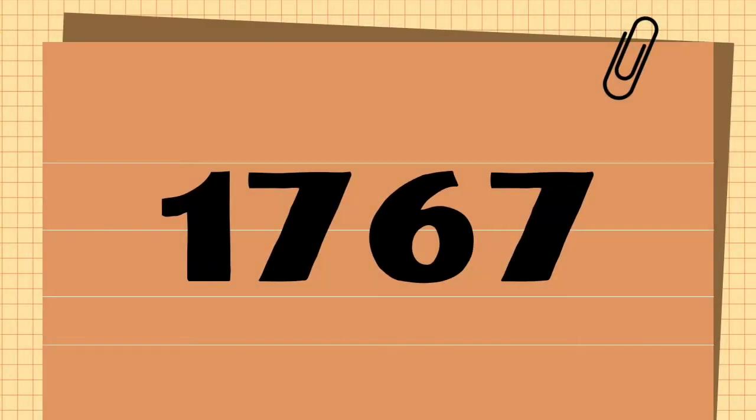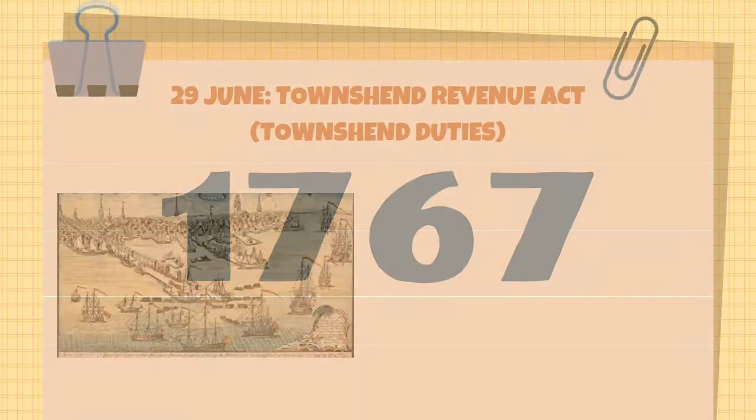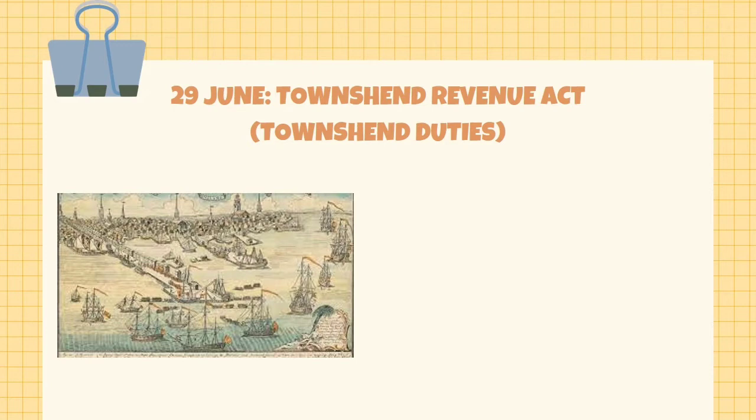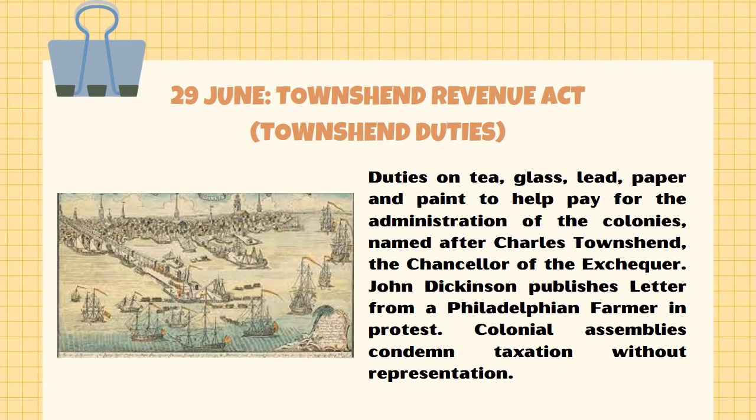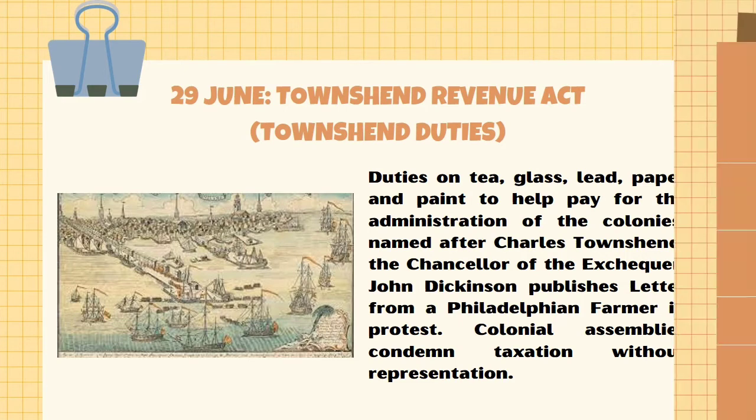And now we will discuss the important events that happened in the year 1767. In June 29, Townshend Revenue Act. Parliament passed the Townshend Acts on June 29, 1767. They include the Townshend Revenue Act, which is excerpted later, an act setting up a new Board of Customs Commissioners, and an act suspending New York's law-making body, the New York Assembly.